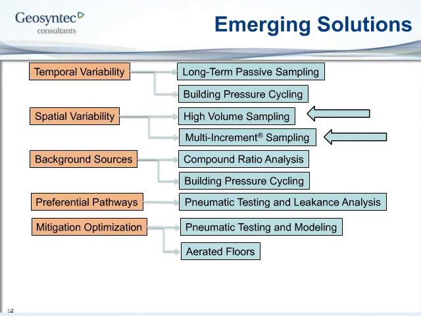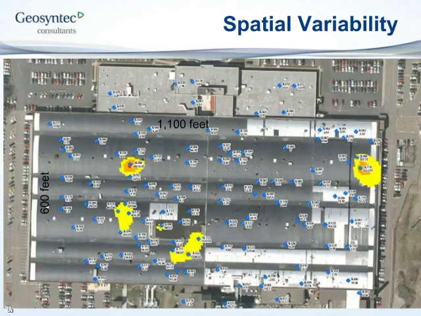If we're dealing with spatial variability, we have a couple of different techniques for that. One is referred to as high volume sampling. The other is multi-increment sampling. We move forward to a map of a large building that's 600 feet by 1,100 feet in dimensions. It has underneath it 4 or 5 different volatile organic compound hotspots that was initially characterized with about 130 conventional sub-slab samples.